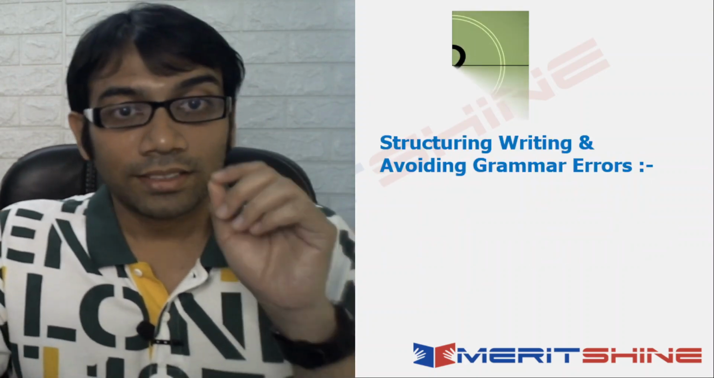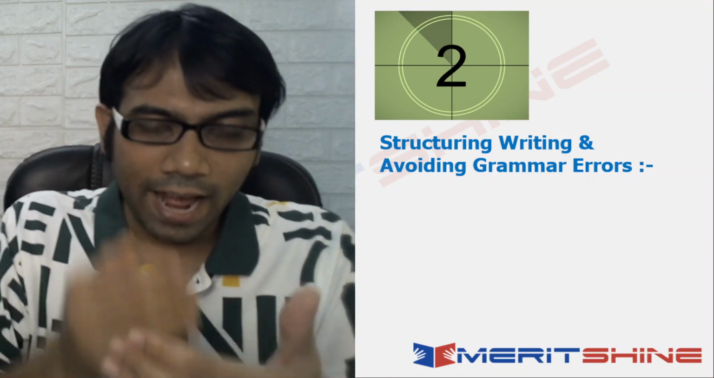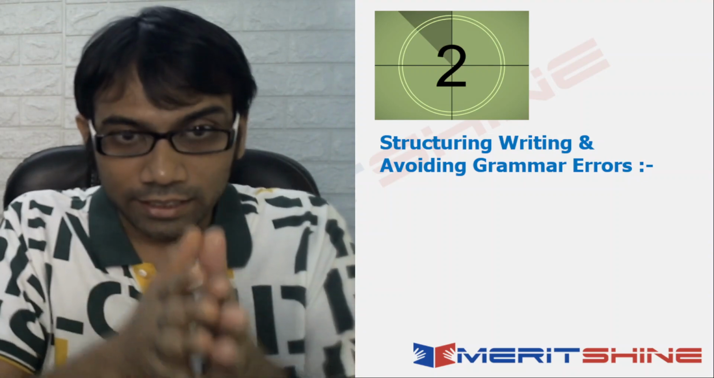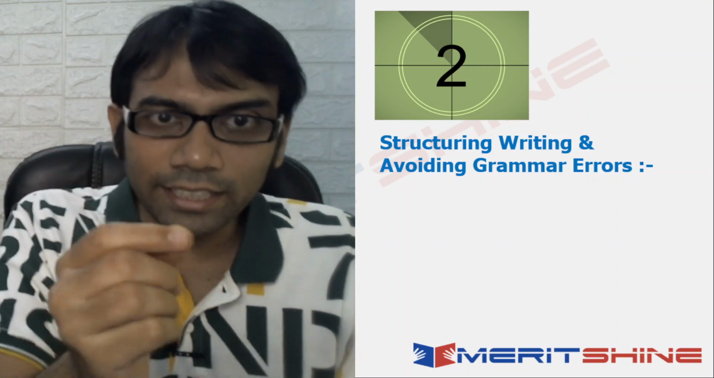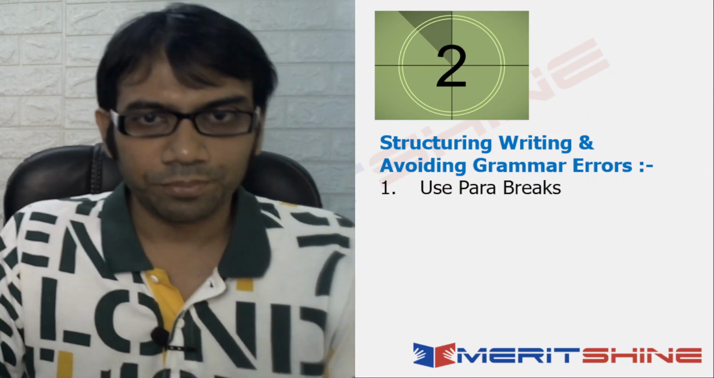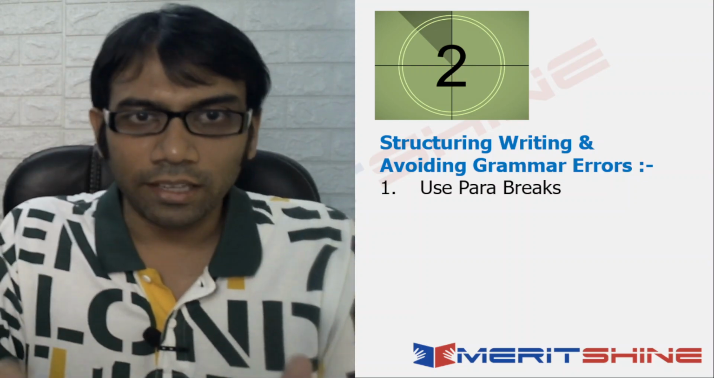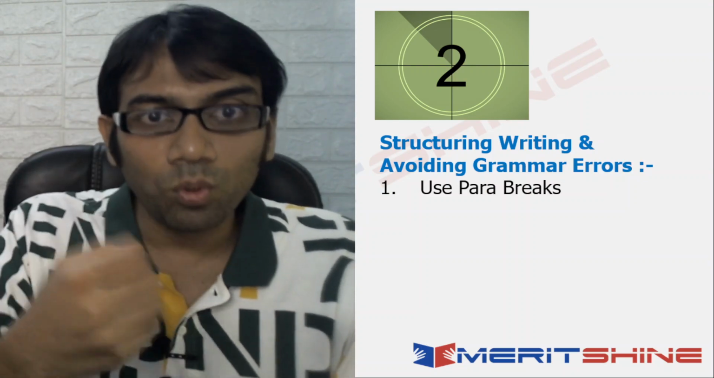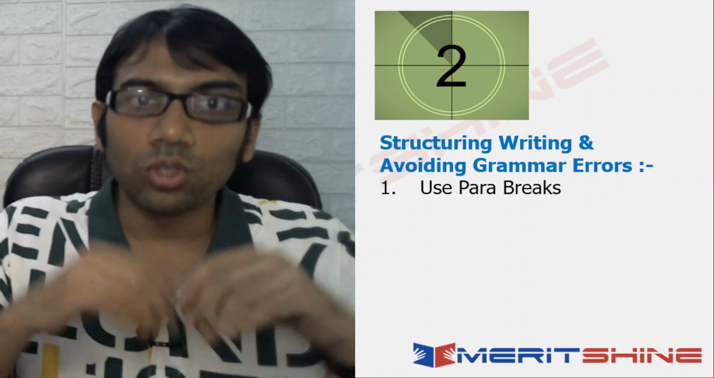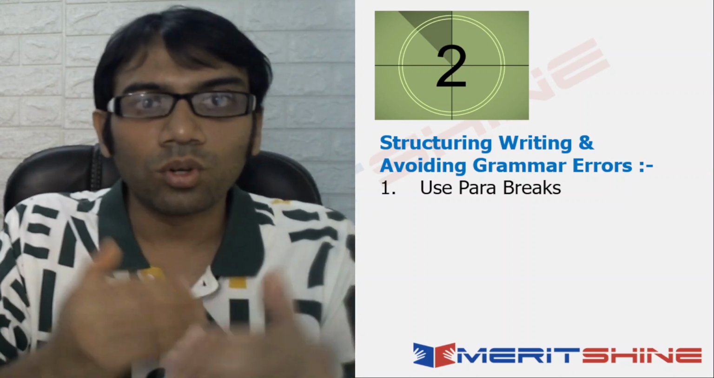Okay. Now, the second one, structuring your writing, the way you are writing and avoiding grammar errors. These are the two tasks, and tip number 2 is directed towards doing these 2 tasks. Now what we'll do in that, what are the points in that? First, use para breaks. If you know my IBC structuring, introduction, body, conclusion, you know how I suggest you to structure your passage. So the introduction is the place where you introduce the topic and are going to give an indication to the reader of how you are going to structure the body.